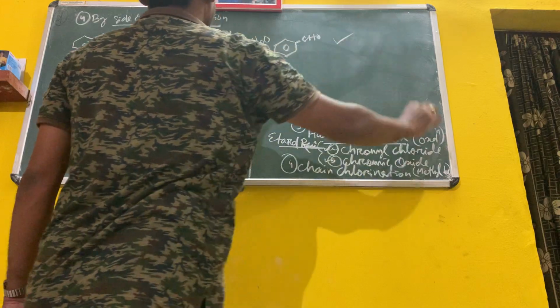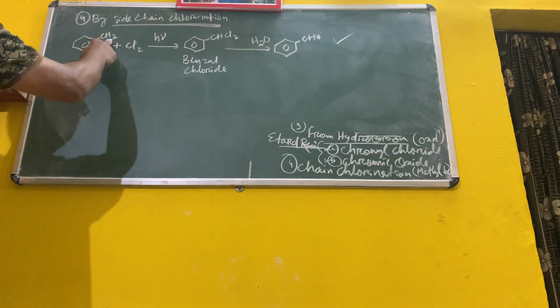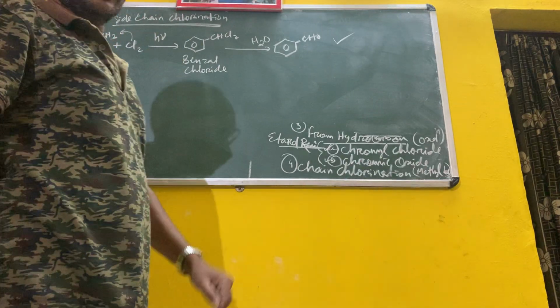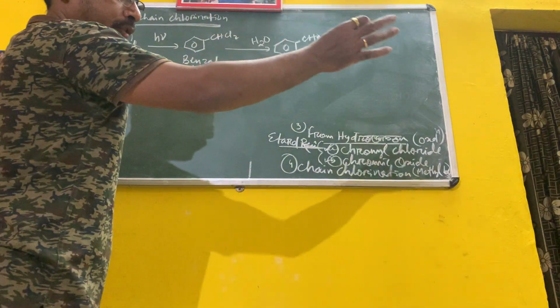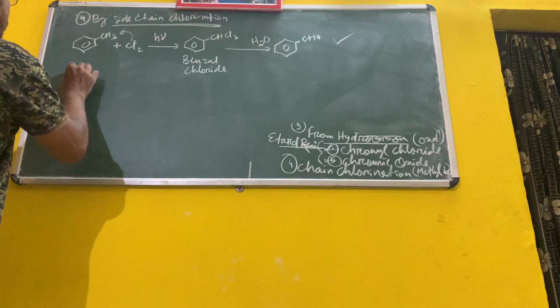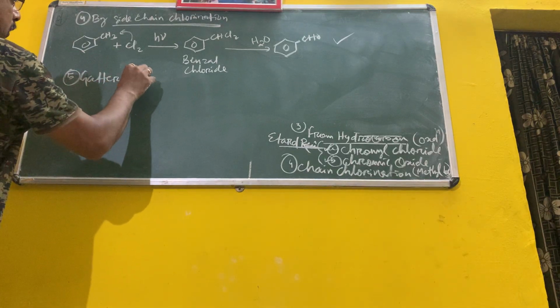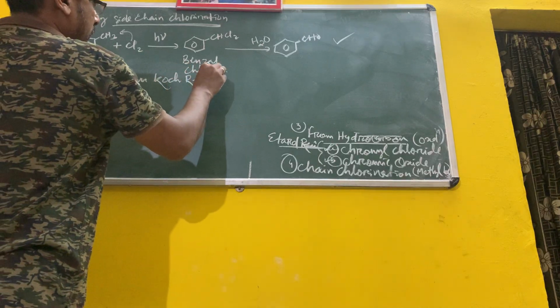This is another preparation, that is side chain chlorination. This is the side chain and addition of chlorine, so that is known as side chain chlorination. Next, last is the Gattermann-Koch reaction.